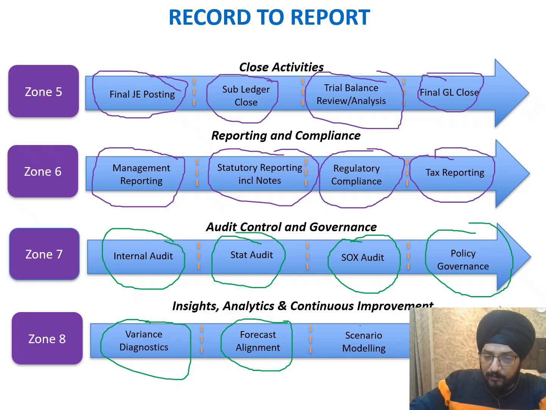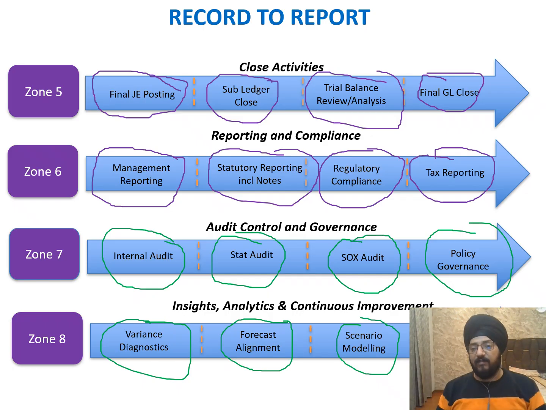Then scenario modeling helps us evaluate multiple scenarios, what-if analysis, and finally the KPI effectiveness, which will show that all the KPIs which are being taken into account to measure the efficiency of the process are working fine, and so that my R2R process in itself is working fine. So these are the 8 zones, starting from the pre-close zone to the final zone of insights and analytics. So this typically completes the entire end-to-end cycle of the R2R.